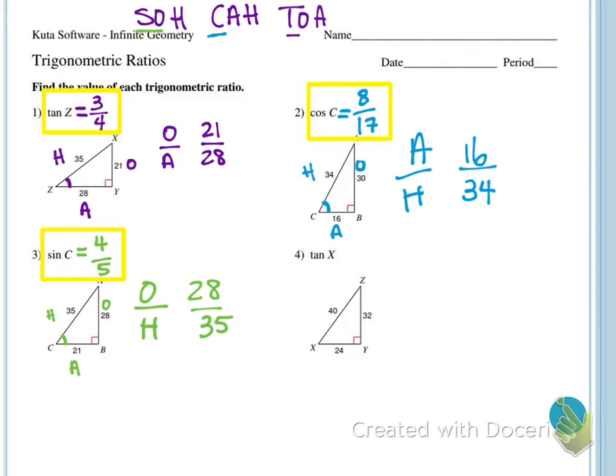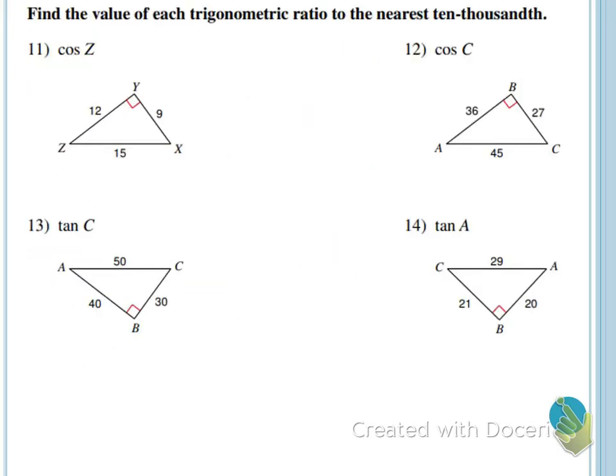Okay, we're going to flip to the back side and answer some of those as review. The difference between the front and the back is the back says find the value of each trig ratio to the nearest 10,000th. So how many zeros are there in 10,000? 4, so we go 4 decimal places, okay?